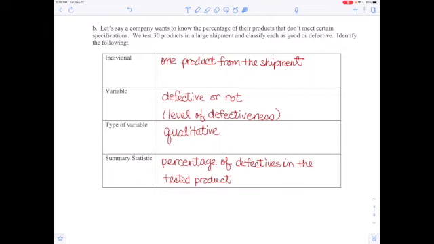Identify the following. First, the individual. The individual is 1 product from the shipment. Next, the variable: each is good or defective. The type of variable is going to be qualitative because it's good or defective. The summary statistic is going to be the percentage of defectives in the tested products, because the statistic is for the tested products, since that's the sample. This is the sample, so connect the word statistic with sample. And that is your example letter B.